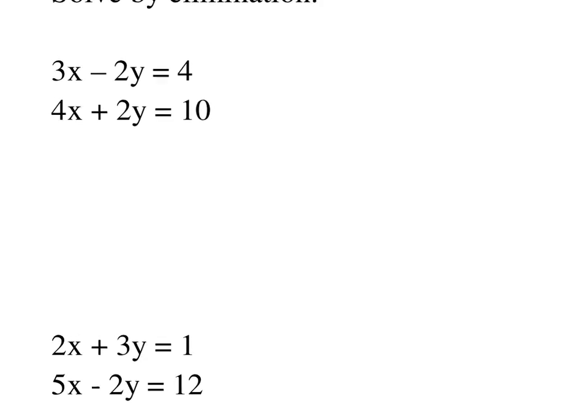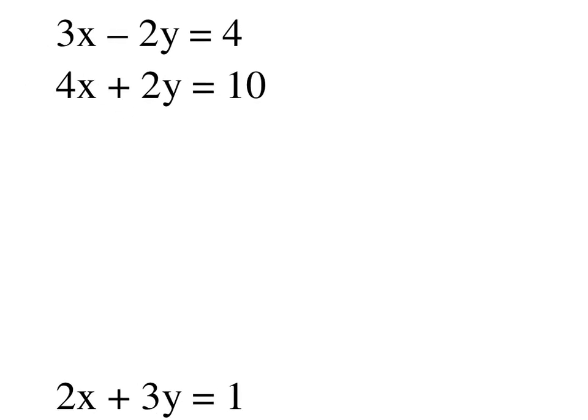Solve by elimination. So in this problem, we have 3x minus 2y equals 4 and 4x plus 2y equals 10. Notice that the y variable in the first equation has a coefficient of minus 2. In the second equation, it's positive 2. Those are opposites. When the coefficients of a variable in two different equations are opposites, then if you add the equations together, minus 2 plus 2, those will cancel each other out. So the y's will be eliminated. That's your whole goal, to eliminate one of the variables. We have eliminated y if we add these two equations together.